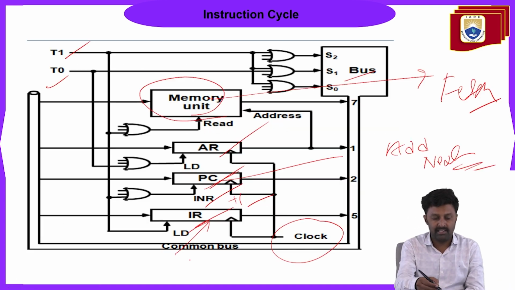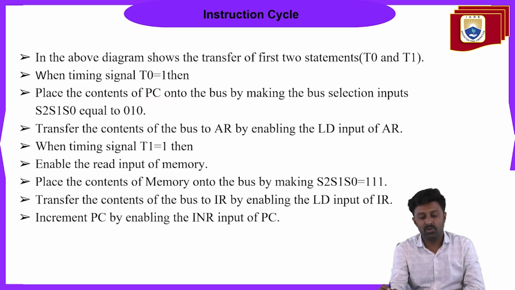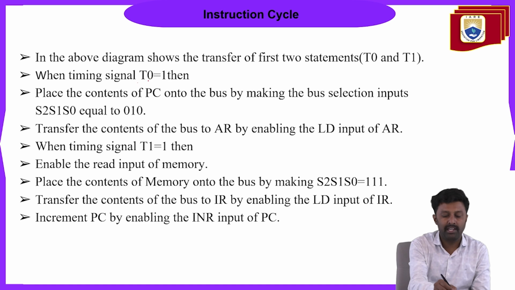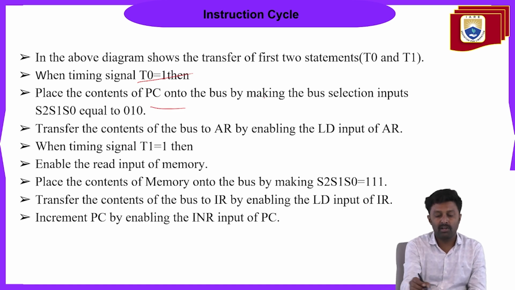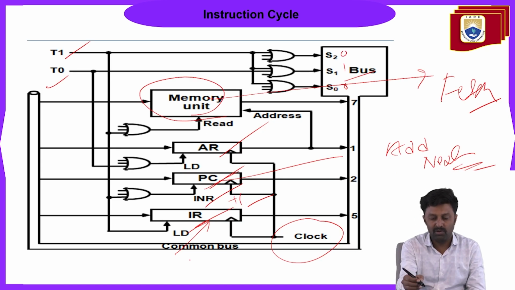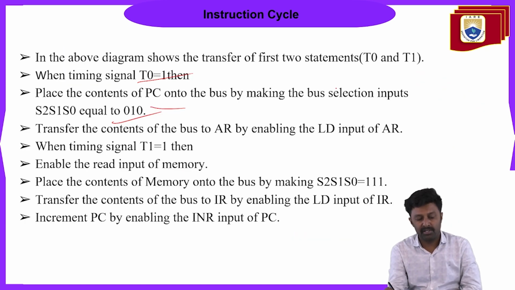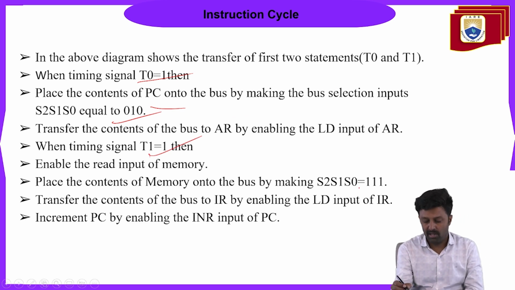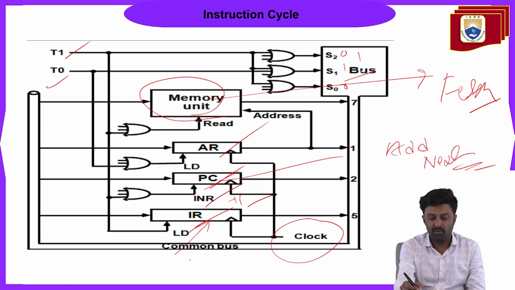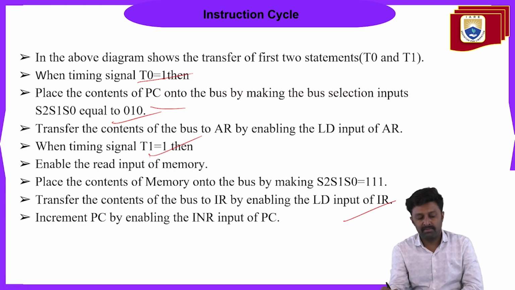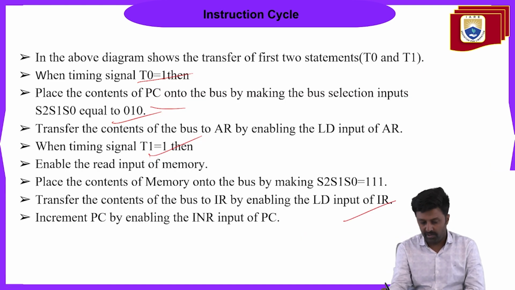Whatever we have seen in this diagram shows the transfer of the first two statements, that is, fetch and decode, at the time T0 equal to 1. The program counter is moved by making the selection inputs 0, 1, 0 here. So these will be 0, 1, 0 at the time the read operation is done. At the T1 time cycle, these values will be 1, 1, 1. In this diagram, the instruction will be decoded.